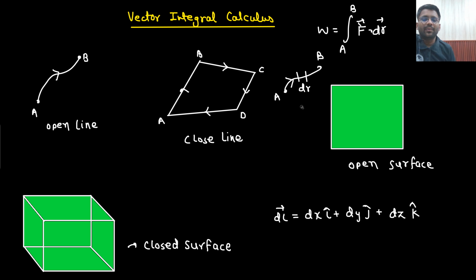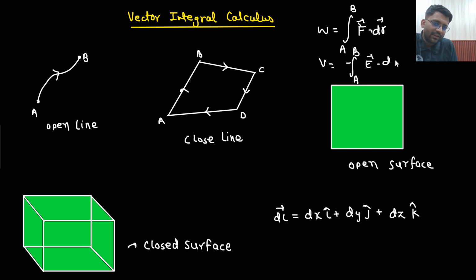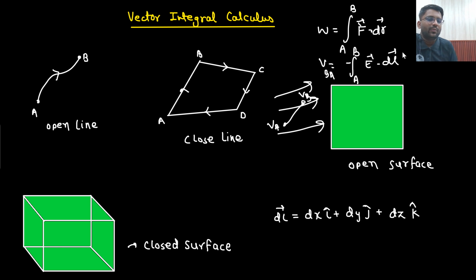This was your work. Do you remember what was potential? V equals minus integral of E dot dl. In the presence of electric field, what will be the potential difference between two points? This is VA, this is VB. So VB minus VA will be minus integral from A to B of E dot dl. So these things are known as line integrals.